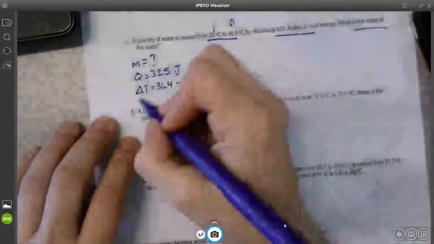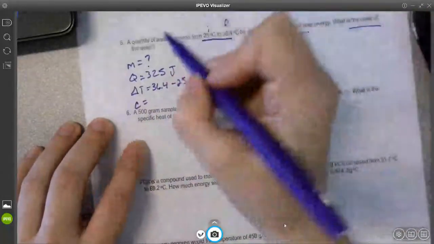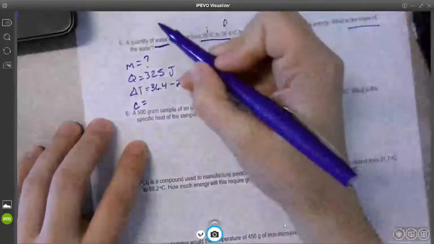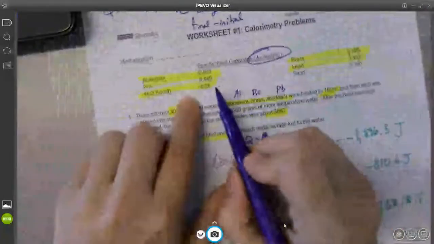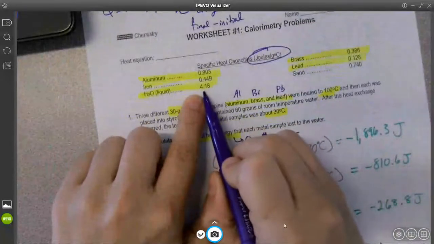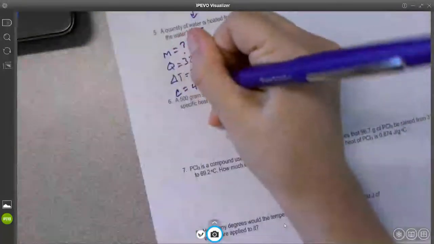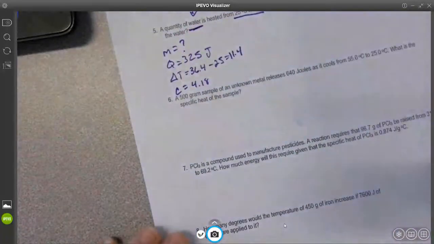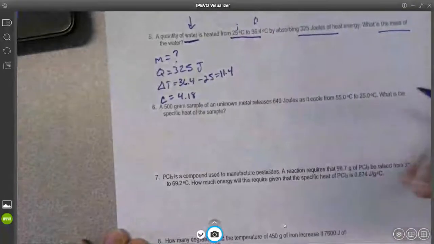And last but not least, again, we're missing that C value. Well, again, they told you what substance. You're looking at water. And so your specific heat is going to be 4.18. All right, so we've identified all of our variables.